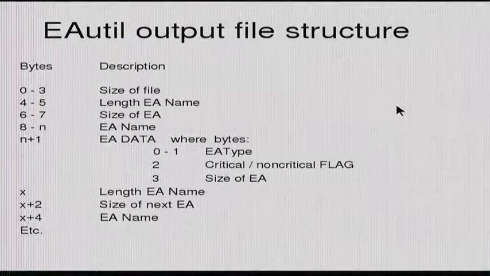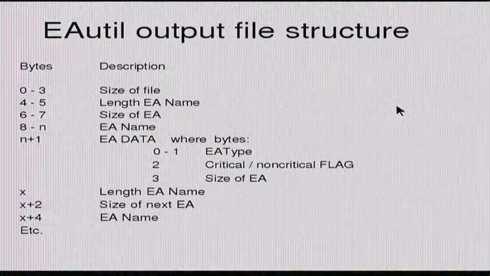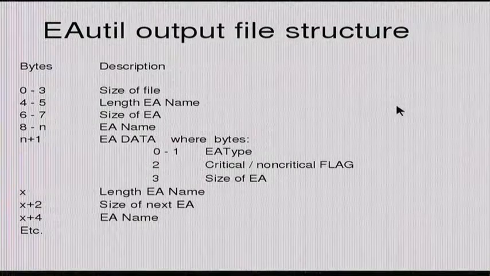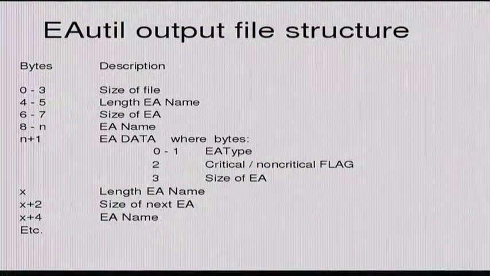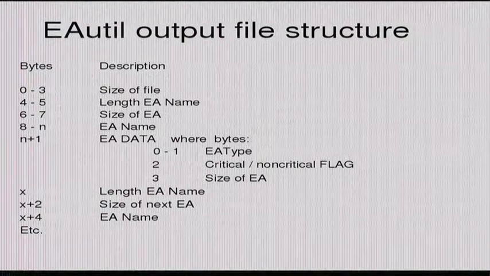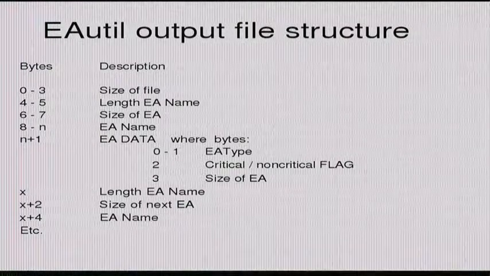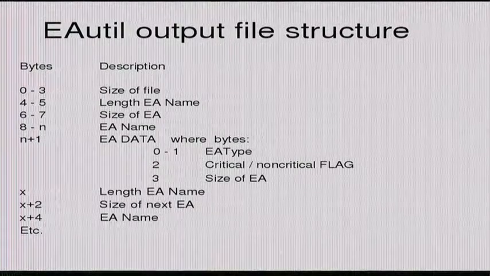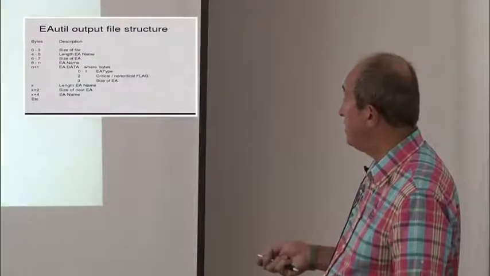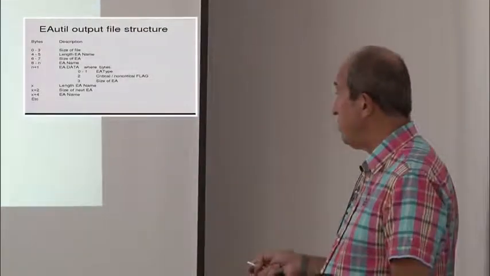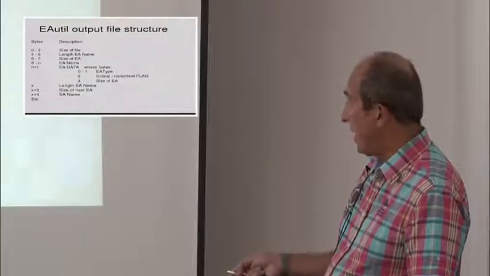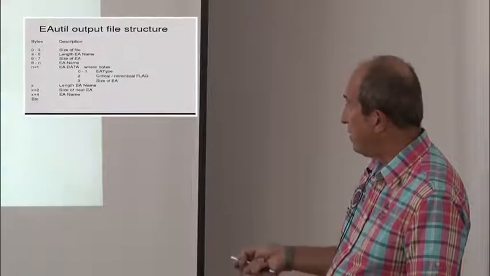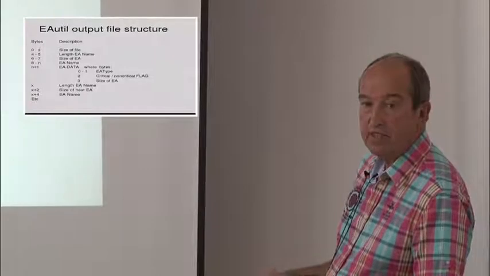So, if you're interested, this is the structure of the EA output file. It has the total size of the file, the length of the EA name. So, for example, .icon is a length of 5. The size of that EA, because you can have more EAs. Here is the EA name, and of course, it knows from the length how big it is. Then you get the data, where the first two bytes are the EA type. So is it FFDE, FF something or other, which I showed in the beginning. Then you get the critical, non-critical flag, and the size of this EA. And then you go again, repeating this information until all the EAs are finished. That is the format of the file.